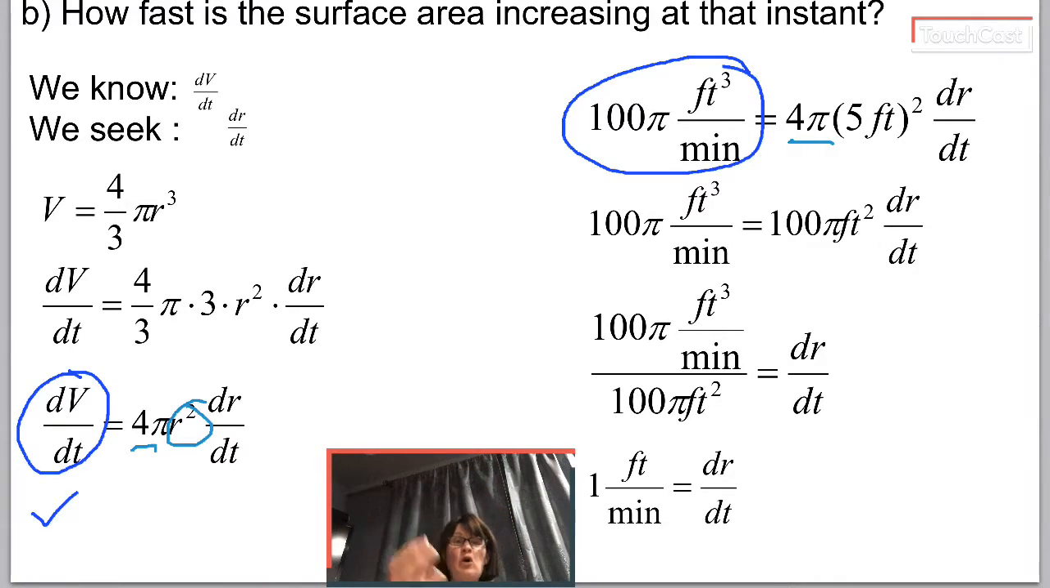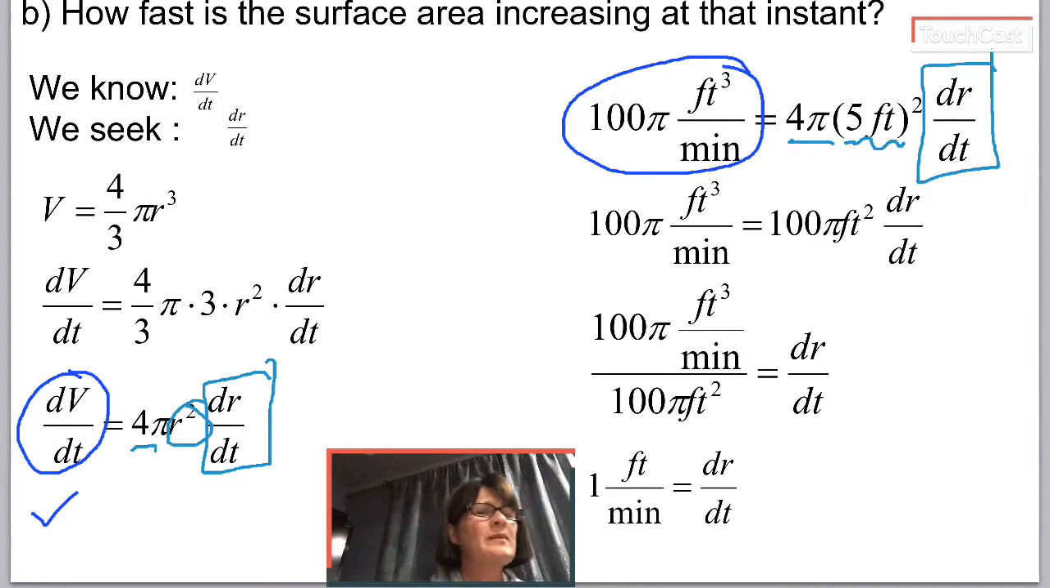Well, I know at this moment, r is 5. I'm going to take that 5 feet and square it. I'm supposed to multiply by dr/dt. That's the thing I don't know. So I'm going to think of dr/dt as my variable in this scenario. I'm going to try to isolate it. So I'm going to simplify both sides a little bit. 100π cubic feet per minute is equal to 100π square feet times dr/dt.